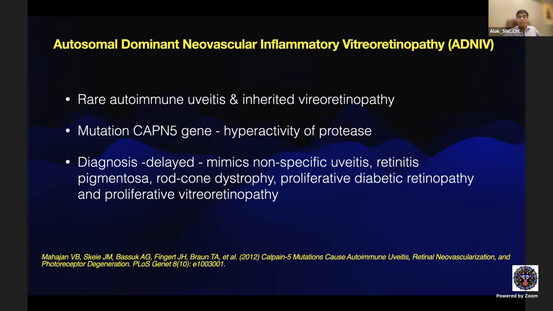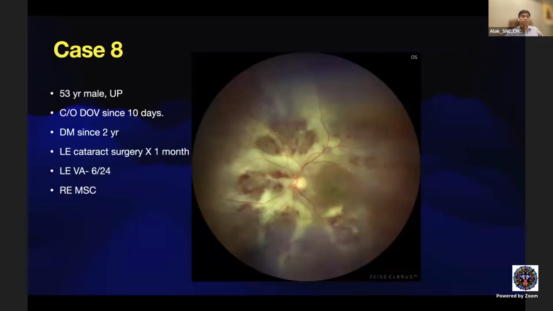So, a very interesting case which came across, and we were not sure, and only after doing whole genome sequencing could we make the diagnosis.